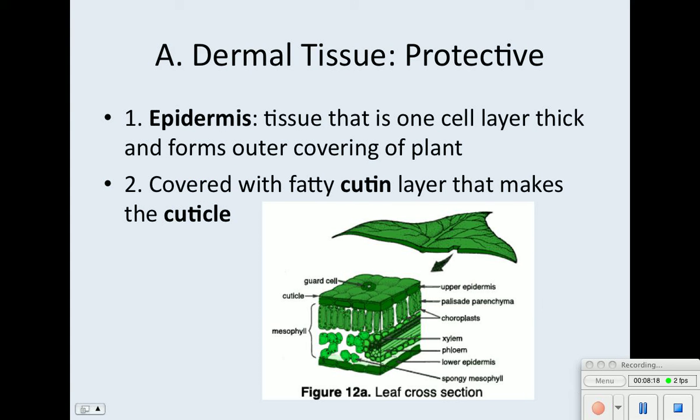The first one is the dermal tissue, again, protective. There are two parts to the dermal tissue. Your epidermis, which is one cell layer thick, and it's the outer covering of the plant. On top of that, we have a fatty cutin layer that makes the cuticle. The cuticle is very waxy. It's made mostly of lipids, so when water hits the surface, it runs down, and the cells don't explode or get turgid. The water goes down to the roots where it can get absorbed safely. It also prevents drying out.